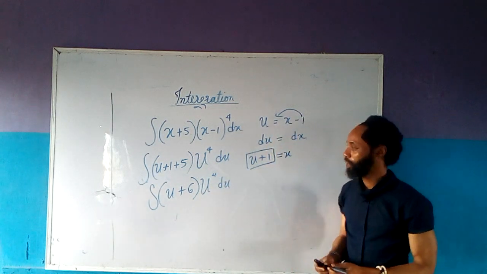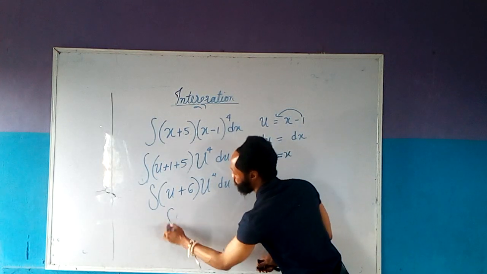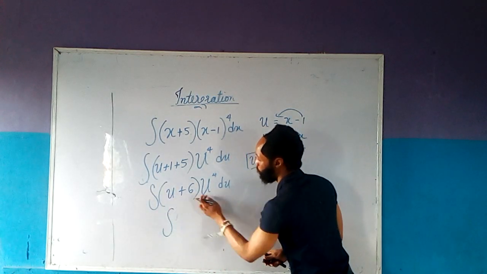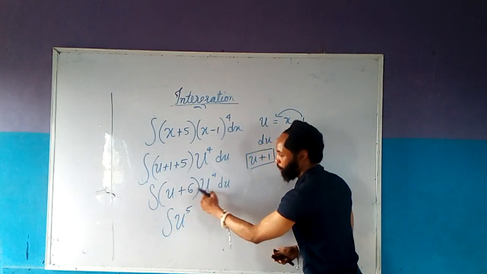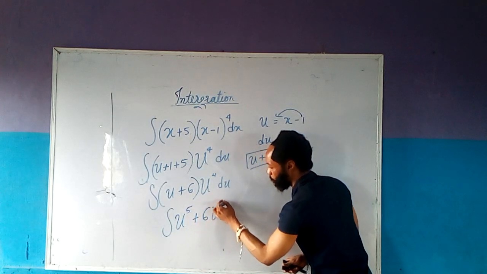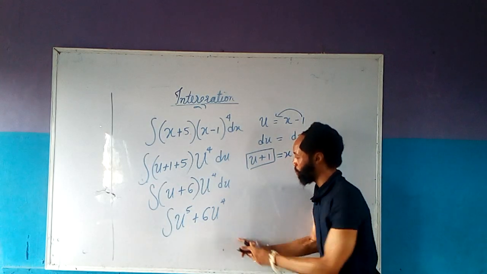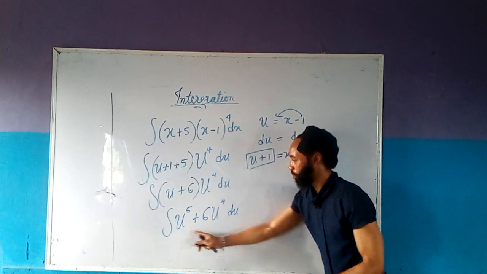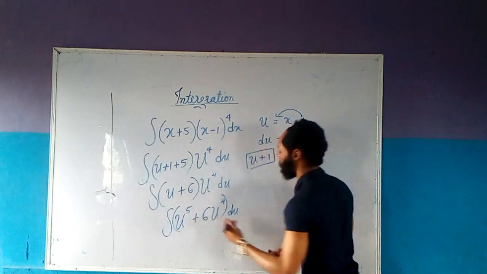Now what do we do next? We open the bracket. If we open the bracket, we're going to have u times u raised to the power 4, that's u raised to the power 5. Then 6 times u raised to the power 4, that's 6u raised to the power 4. Now we can integrate this. Remember, we can integrate this, so let's get down to it.